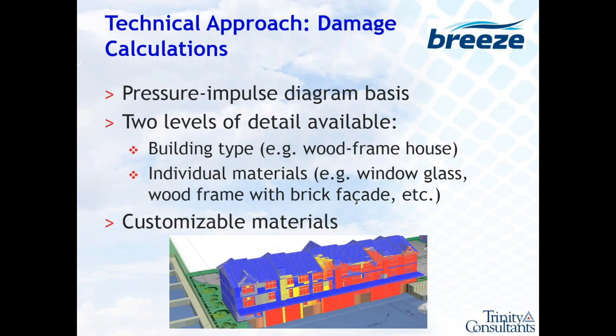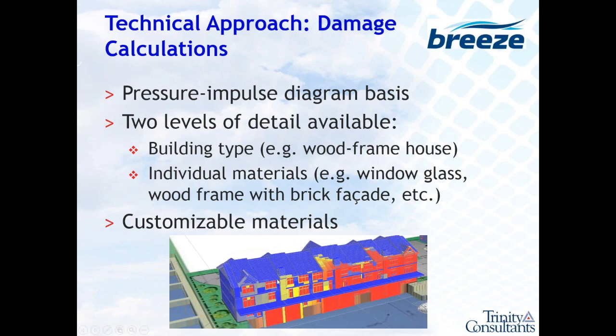The simple method is you simply use one block to represent each building. So you just put in a single square to represent a building, and then you assign a general construction type like wood frame house. Then for buildings that are more important or more sensitive or that you want to analyze in more detail, you can actually add in all of the structural details.